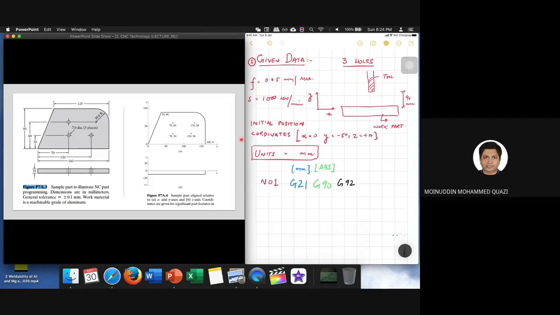My origin coordinates are given. You can see here the initial position coordinates are given. So let us write these in G and M codes. X is 0. You have to write everything in capital letters. Y minus 50 and Z 10. It is written in the book as 0, minus 50.0, 10.0, but it's up to you, it does not matter. So I have now given coordinates.